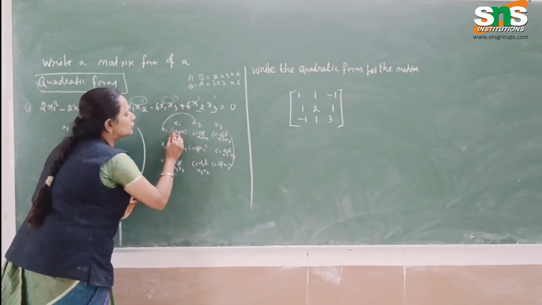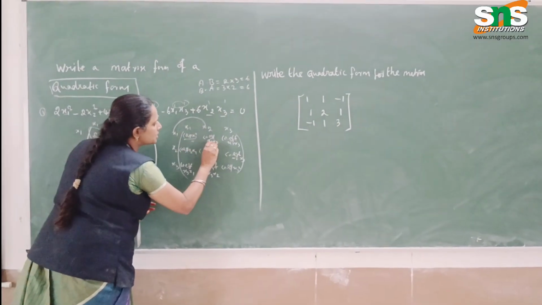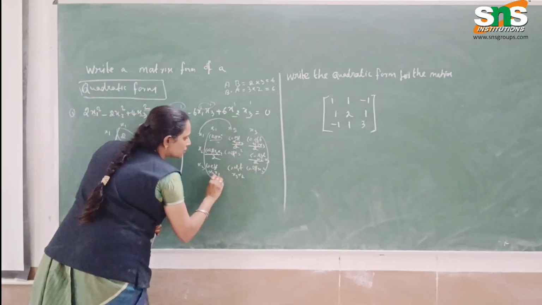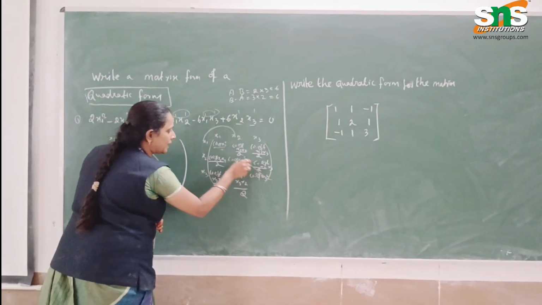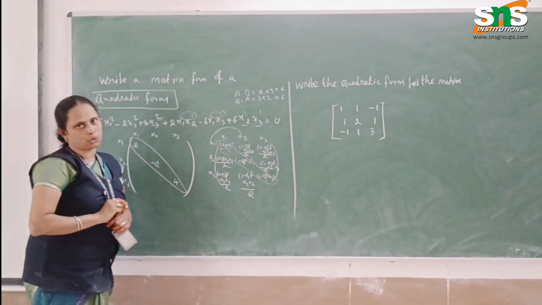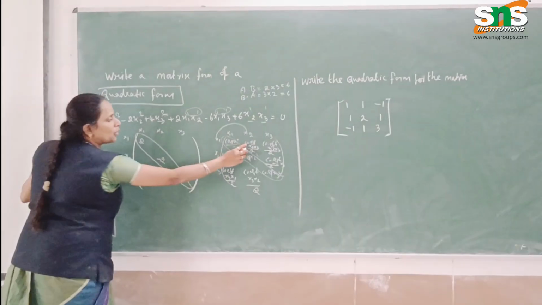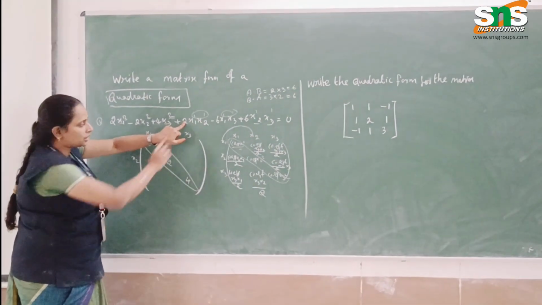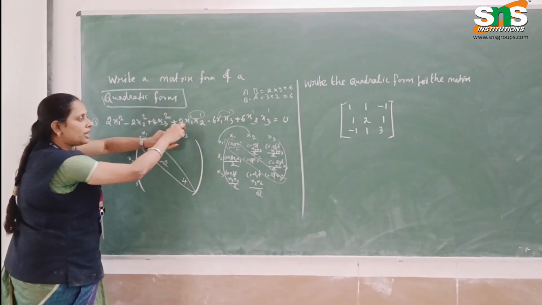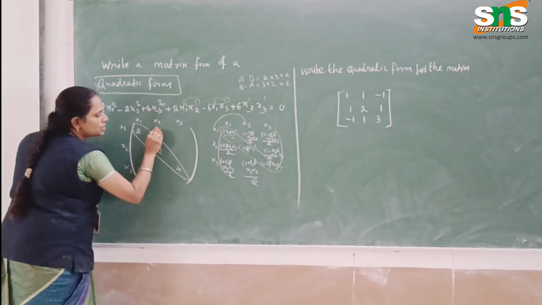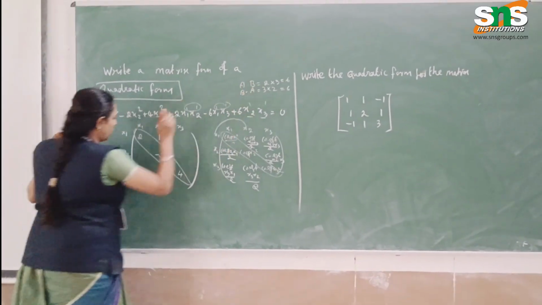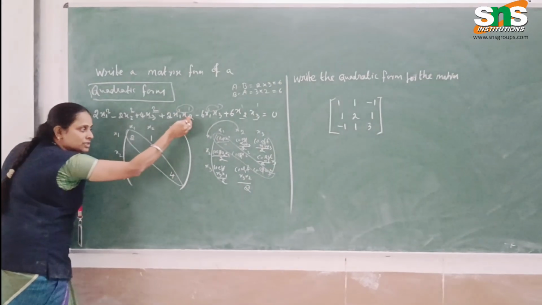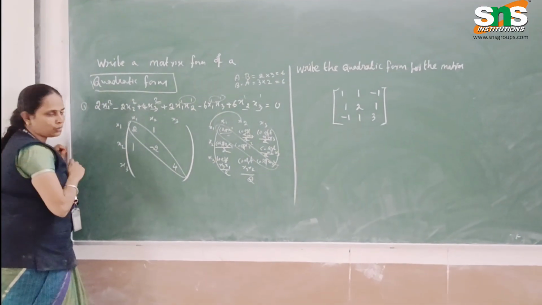The remaining elements we have to divide by 2. But in the diagonal, there is no need to divide by 2. Now see the coefficient of x1 into x2. Here x1 into x2 is 2, that is our coefficient of x1 x2. We have to divide by 2, so 2 divided by 2 is 1. Here a into b is b into a, so x1 into x2 is the same as x2 into x1. So here also we put 1.